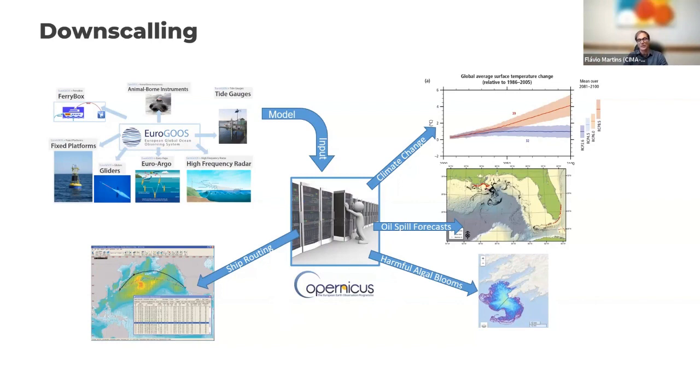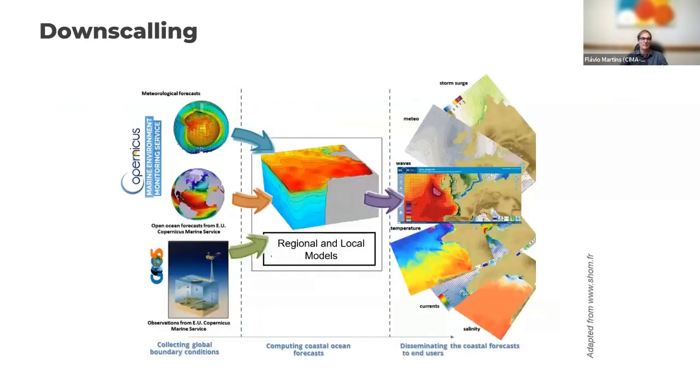So sometimes what we do is downscaling. And downscaling is basically using the Copernicus solutions, or whatever large-scale solution you have, and observations to create regional and local high-resolution models. Okay, so this is downscaling. You create a local model with a very high resolution that you can then use to give more answers to the society. Okay?